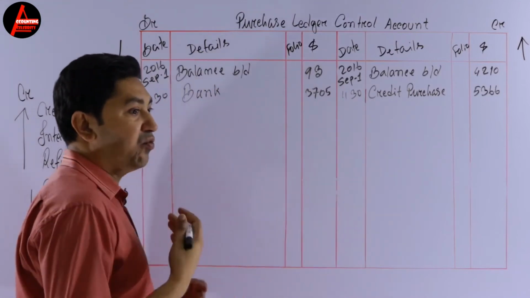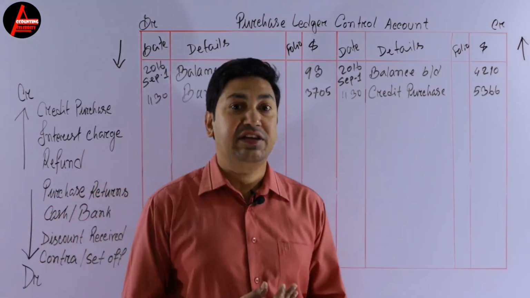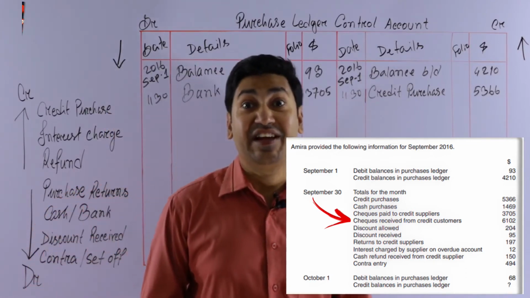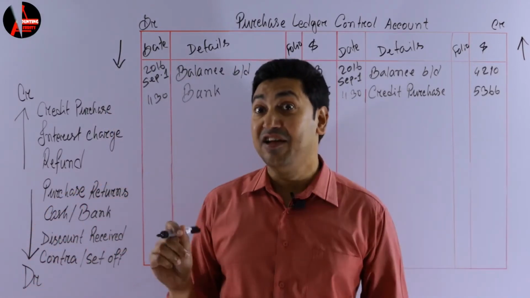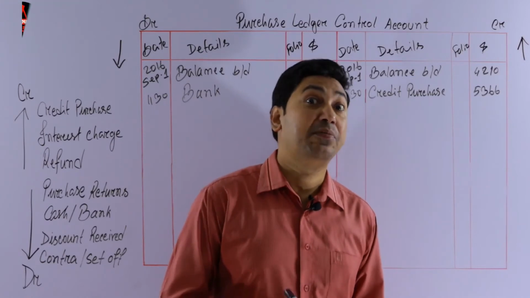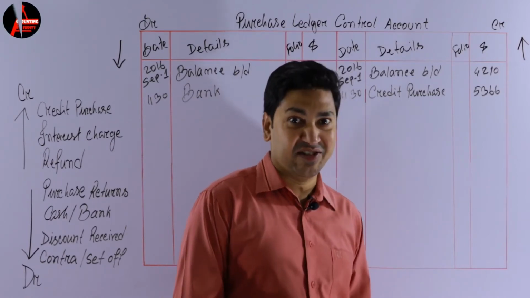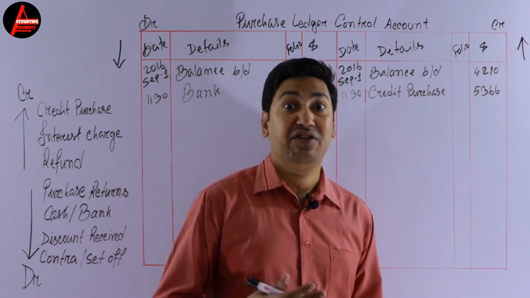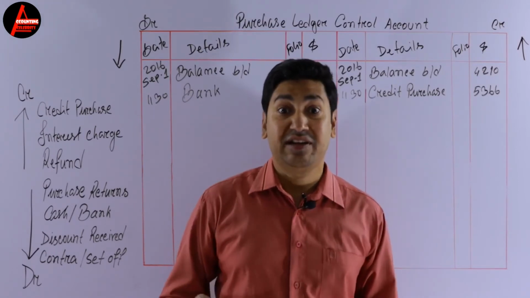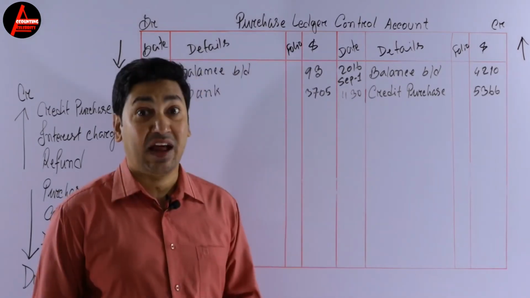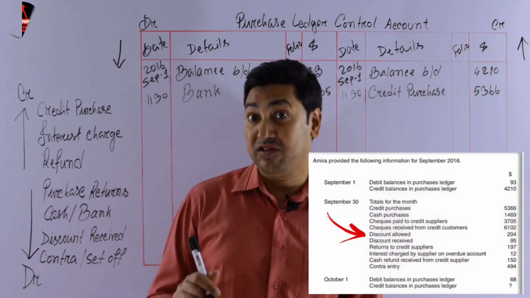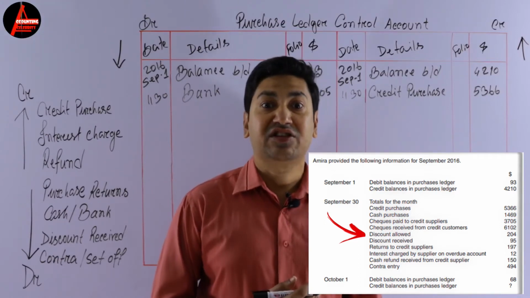Great. And what is next? Here is written check received from the credit customer. Customer related items will never be included here because these items are related to the sales ledger control account. These are actually related to the sales or trade receivable, so we are not going to take this item. Then discount allowed. Same, discount allowed will go to the sales ledger control account, not here.